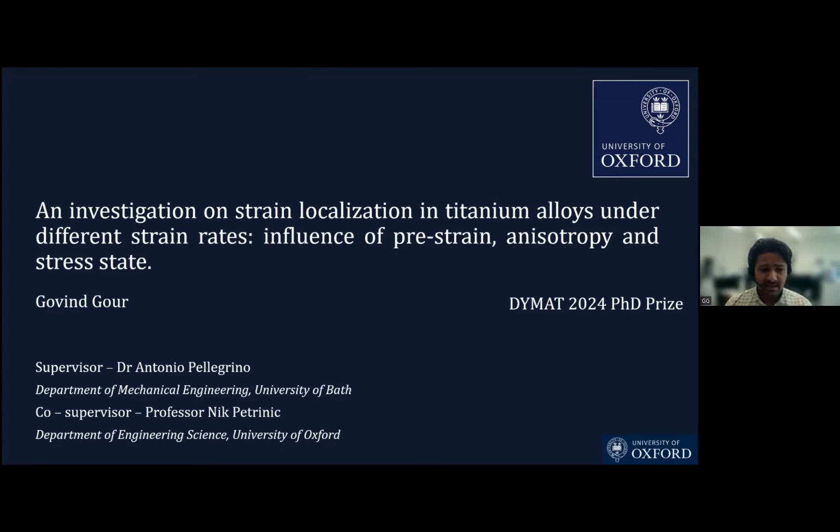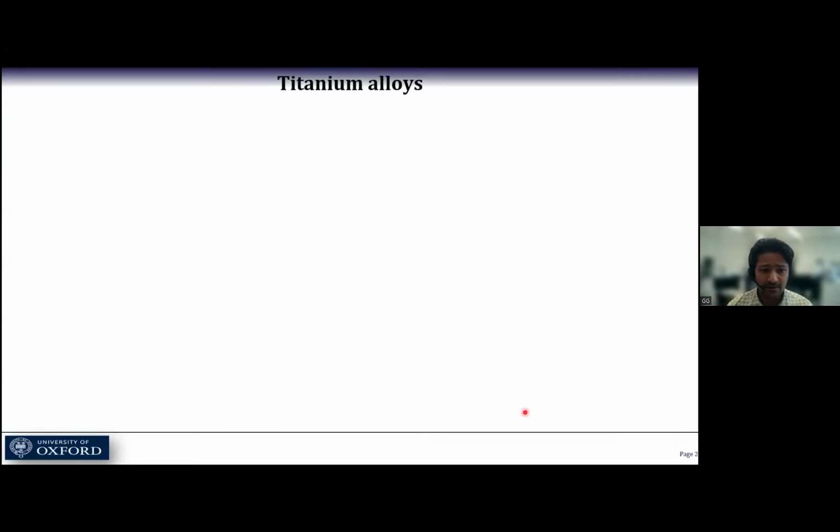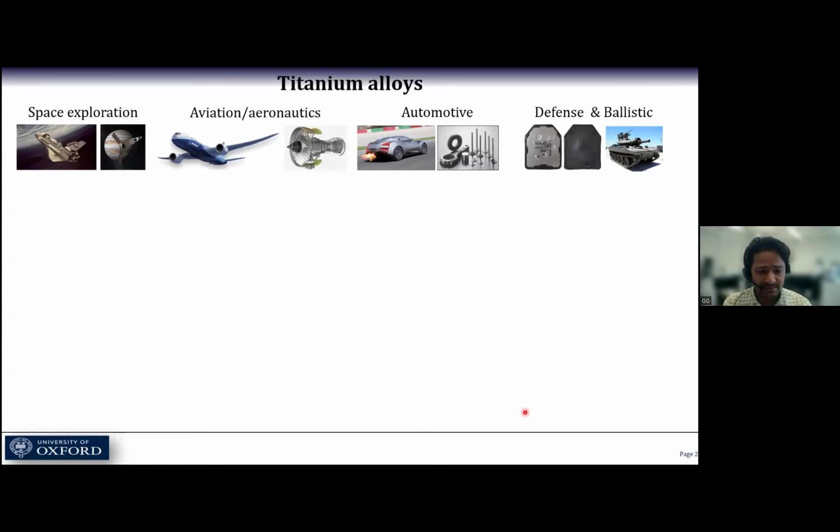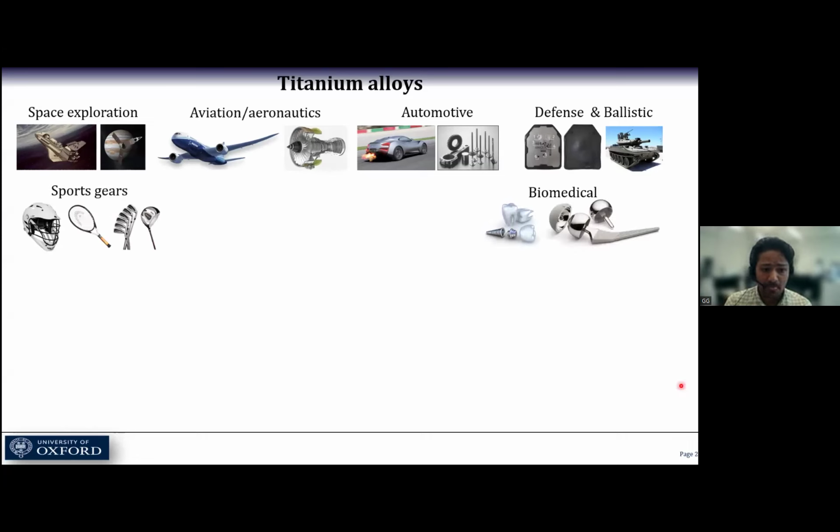In my studies, I dedicated my time to study titanium alloys, which have wide applications. Being lightweight, coupled with high strength and excellent corrosion resistance, makes them suitable for space exploration, manufacturing in aviation sectors, and also in the automotive industry and defense sector. Their applications also extend to manufacturing sports gear and biomedical applications such as hip joints, and there are many more to list about titanium alloys.